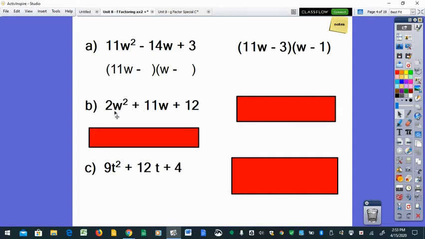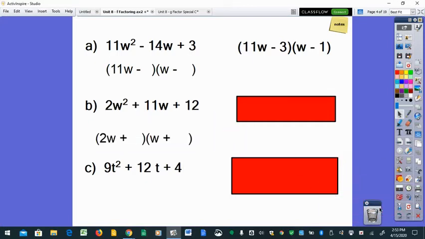Okay, before you get started, we're going to pause it again. Remember what I said and see if you can just set up the beginning of it right now. Okay, having done that, did you put a 2W and a W, and did you realize that since the C is positive and the B is positive, both of these have to be positive? So now you're going to look at the 12. Should it be 1 and 12 or 12 and 1? Should it be 2 and 6 or 6 and 2? Should it be 3 and 4 or 4 and 3? Pause the video and see if you can figure out which combination is the right one in the right spots.